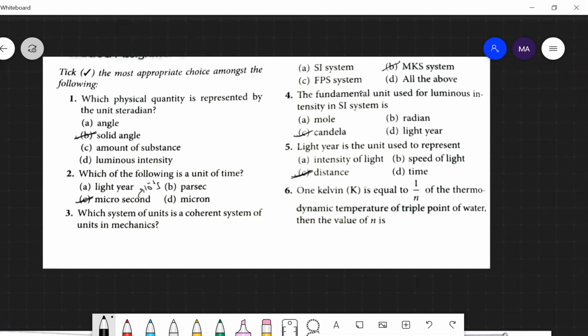Which of the following is the unit of time? See, light year, parsec, and microns are the units of length, beta. So only microsecond is the unit of time. So obviously, for the second one, the third option will be the answer.